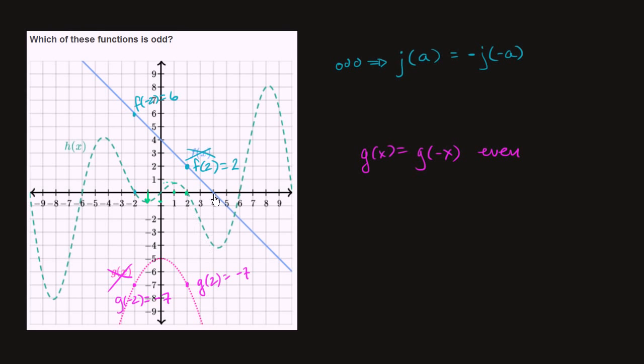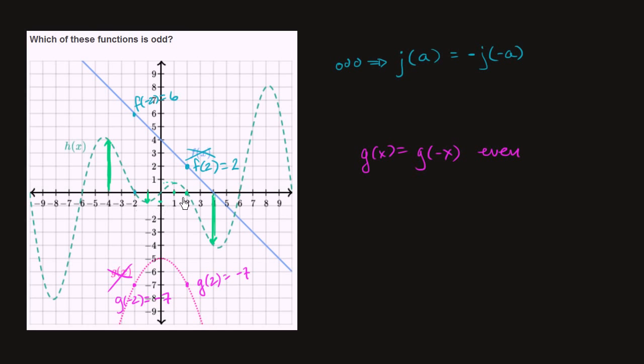If we go to, say, h of 4, it is this negative number, and h of negative 4 seems to be a positive number of the same magnitude. So once again, this is the negative of this. So it looks like this is indeed an odd function.